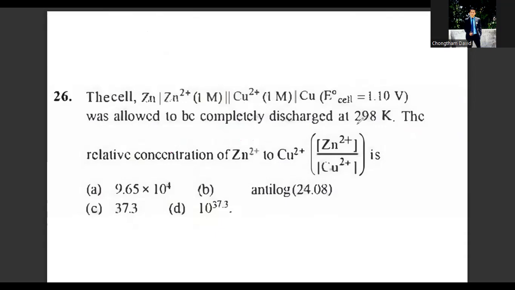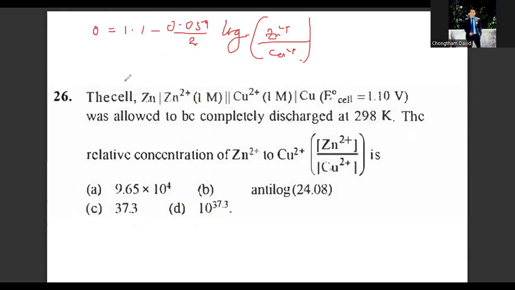This is allowed to be completely discharged at room temperature. Relative concentration of zinc with respect to copper, that is zinc ion by copper ion, is. How would you get the answer? By the Nernst equation. I'll shorten it. You have E cell equals 0. And what is the value of E° cell? Let me simplify the Nernst equation here. 0 = 1.1 minus 0.0591 over the number of electrons involved, which is 2, times log of, yes, you need to find this. Right, so simplify this and you will get the answer.